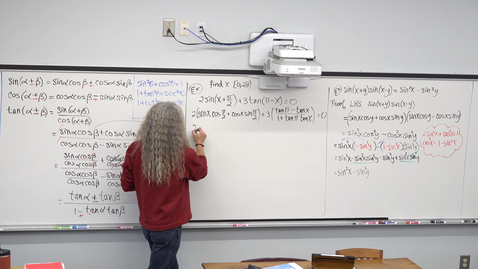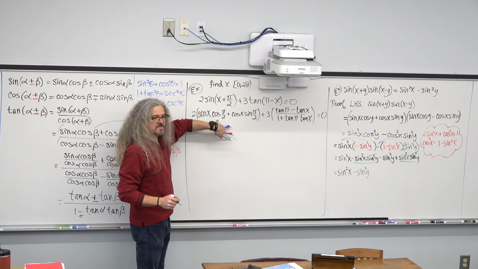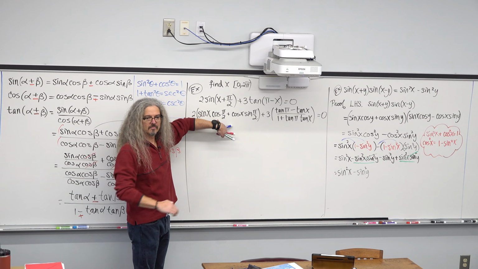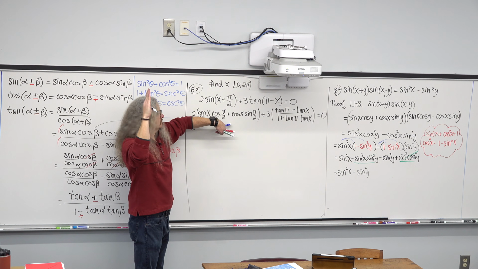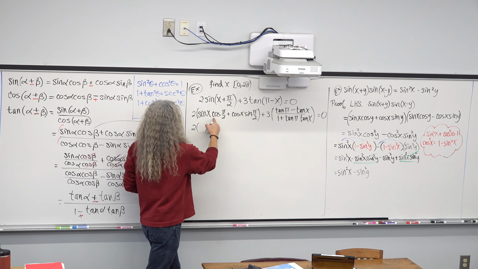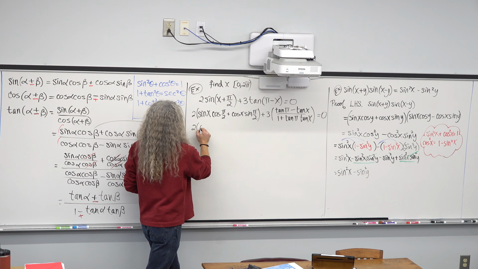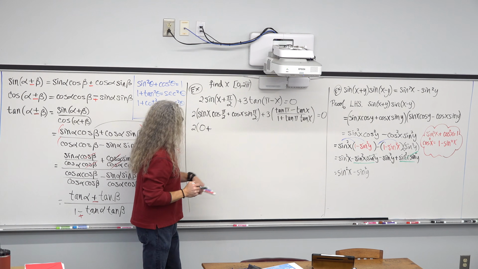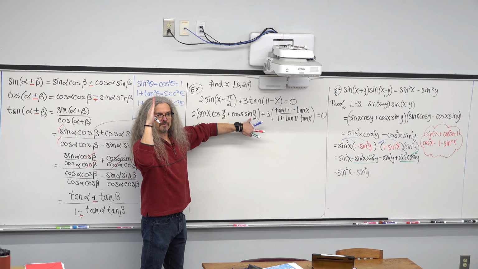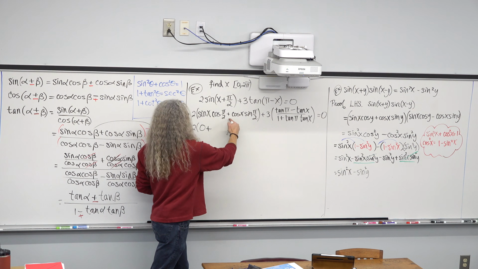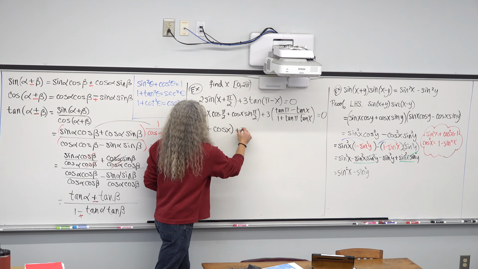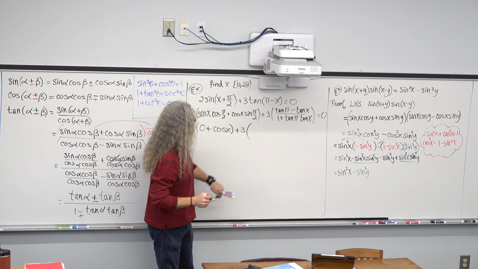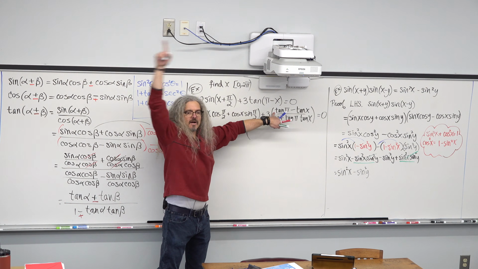Maybe occasionally we don't do just the easy problems. What's the cosine of pi over 2? 0. So we have 2 times sine of x times 0 is 0. Plus, I got simple really quick. What's the sine of pi over 2? 1. So we have 1 times cosine of x plus 3 times, what's the tangent of pi?